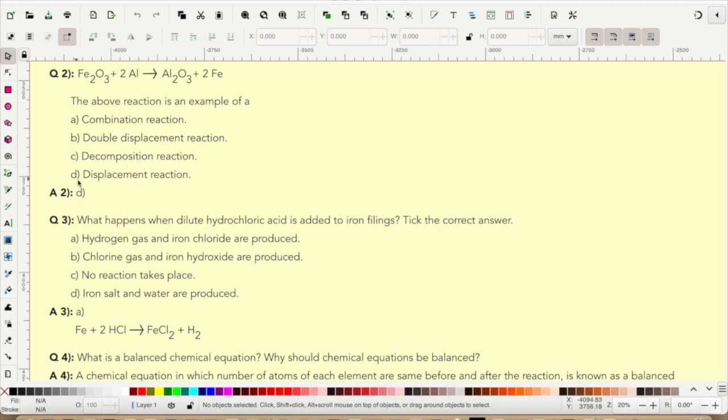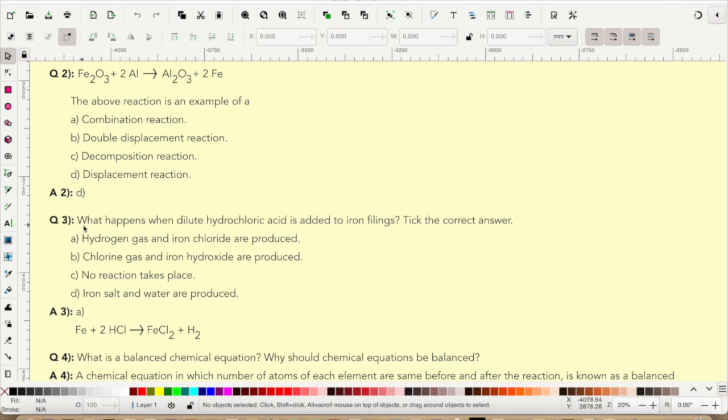Last option is displacement reaction. Here we see aluminium is more reactive as compared to iron, so it displaces iron and takes its place. That's why aluminium oxide is formed. So it is a displacement reaction.